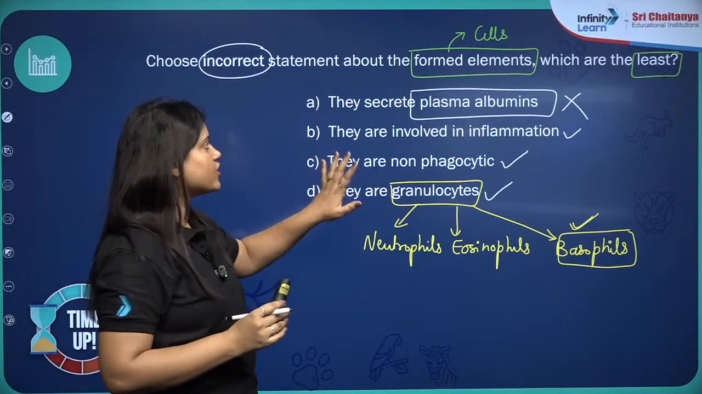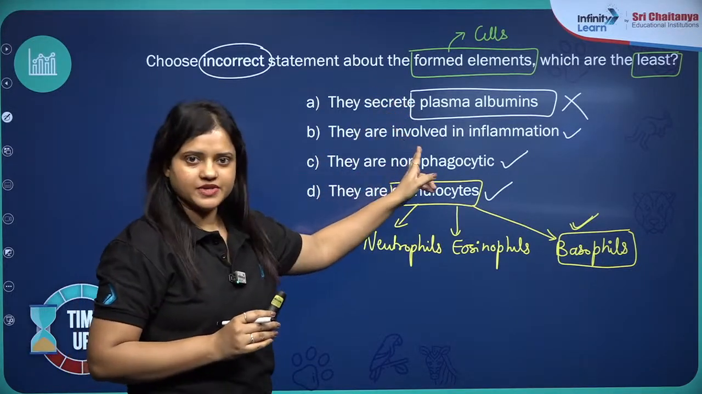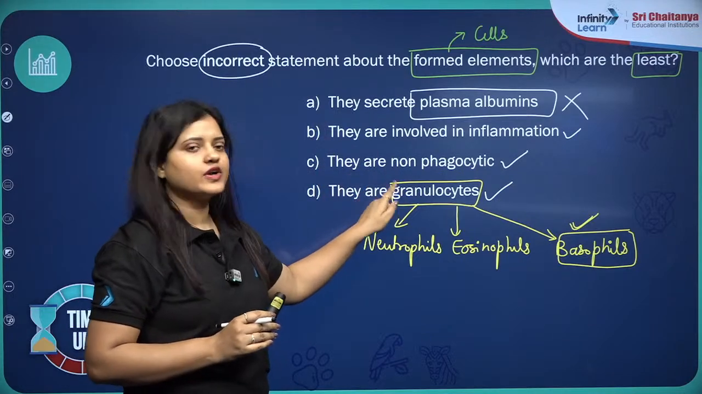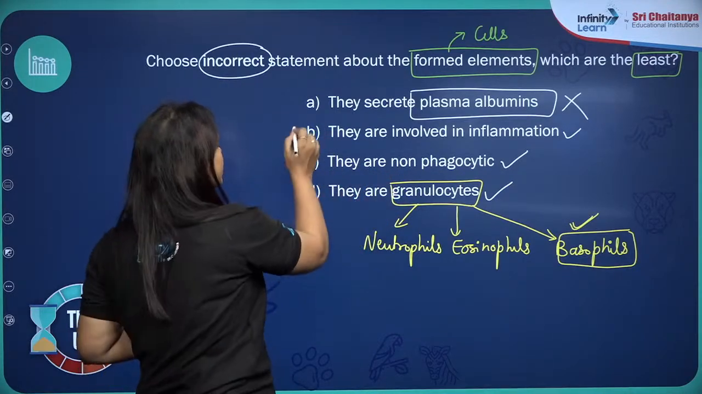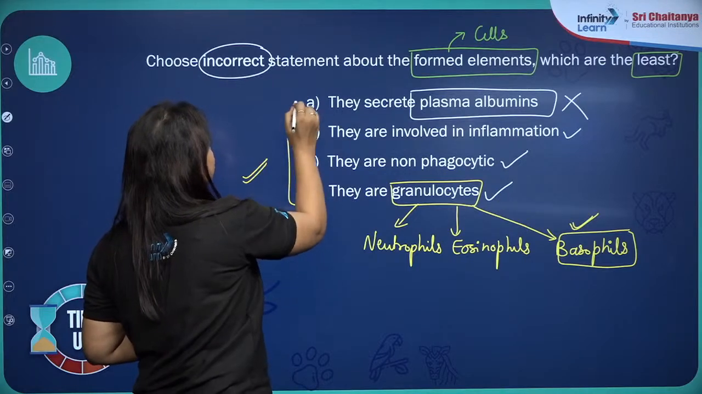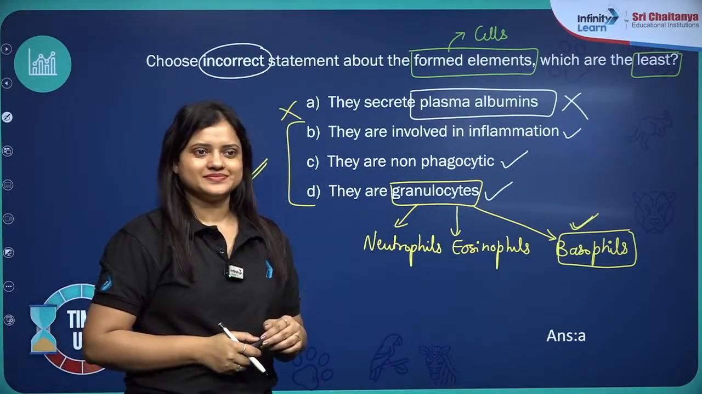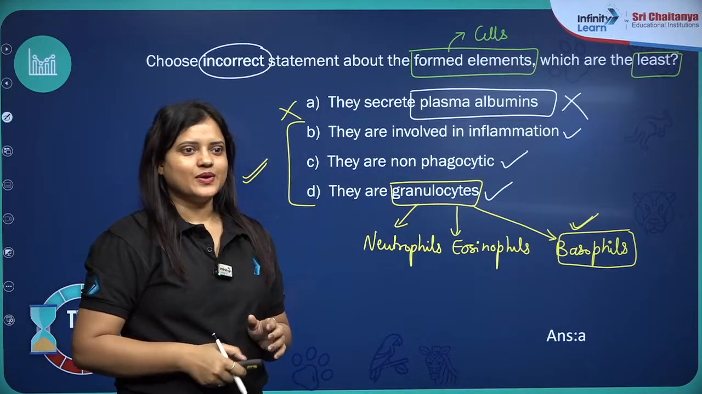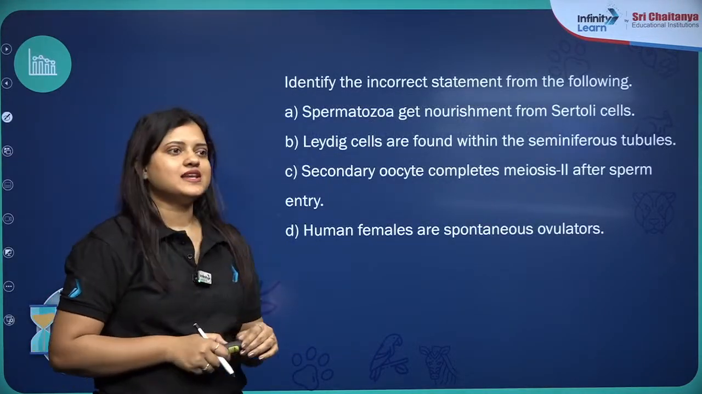So here everything will be related to basophils. So basophils are not producing albumin. They are involved in inflammation. They are non-phagocytic and they are granulocyte. So all these three are correct. And this one is incorrect. So the correct answer is A. Easy? Okay. Next question for you and your time starts now.